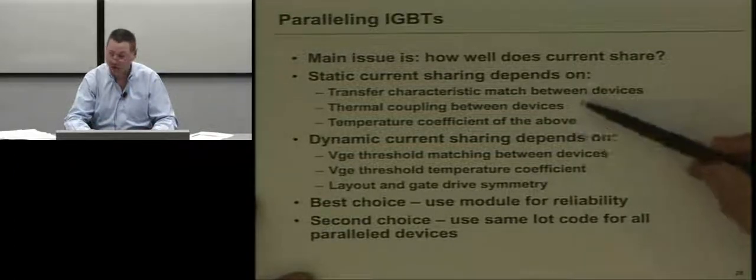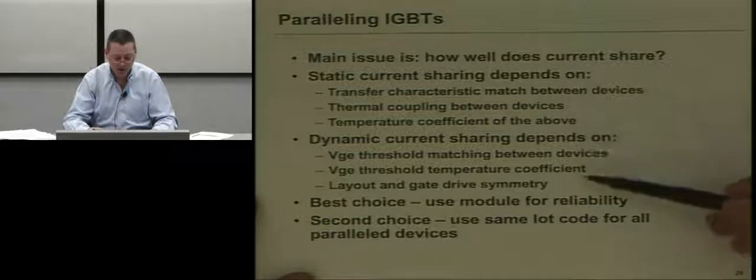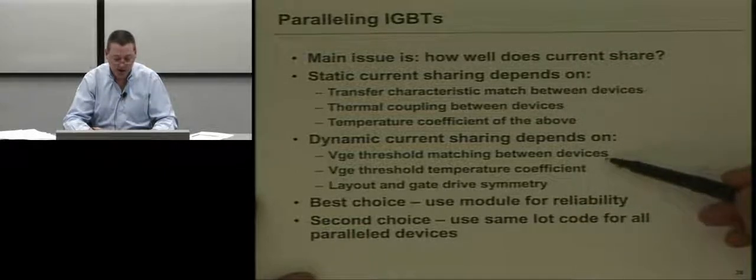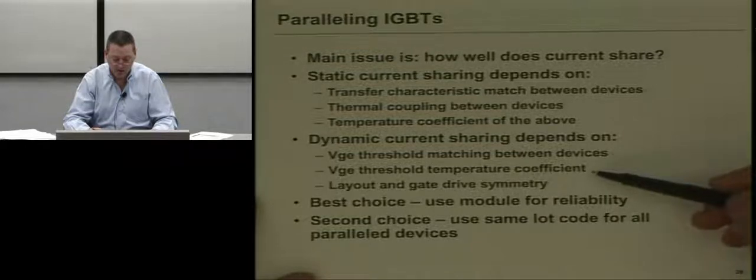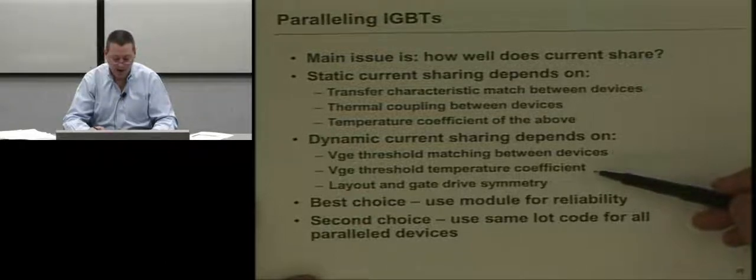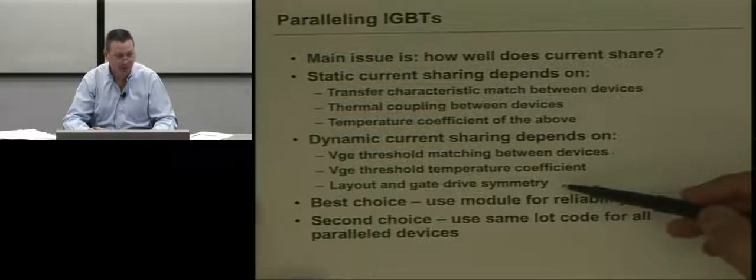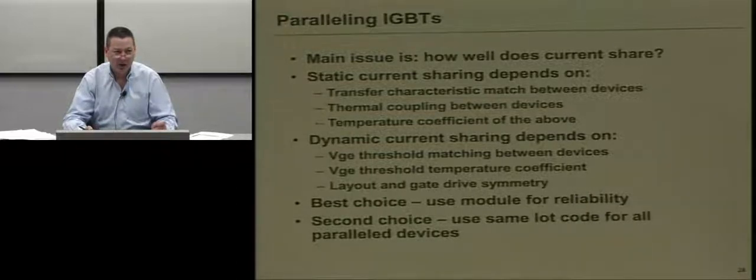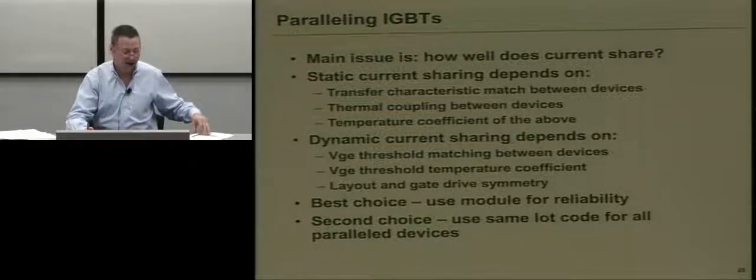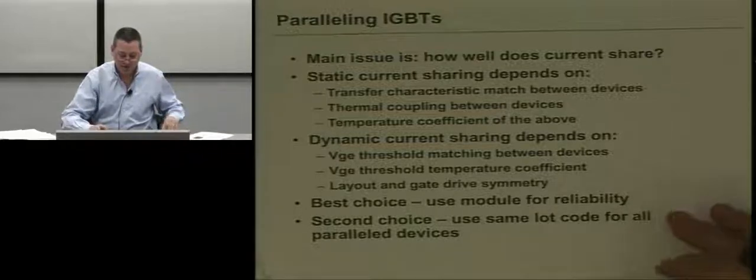There's temperature coefficients associated with these. And then dynamic, you have the threshold voltage and the temperature coefficient of that threshold voltage, which is typically not working in your favor. And then you have layout and the symmetry of gate drive: is one going to turn on and off faster than all the rest and be the parallel device that's kind of holding the bag, that has all the current at the end and constantly gets hotter.